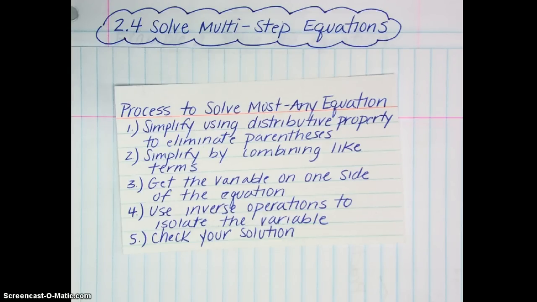Third step is to get the variable on one side. So we haven't looked at any equations like this yet. We will next section. But in some cases, the variable is actually on both sides of the equation. So our goal is going to be to get it just on one side.